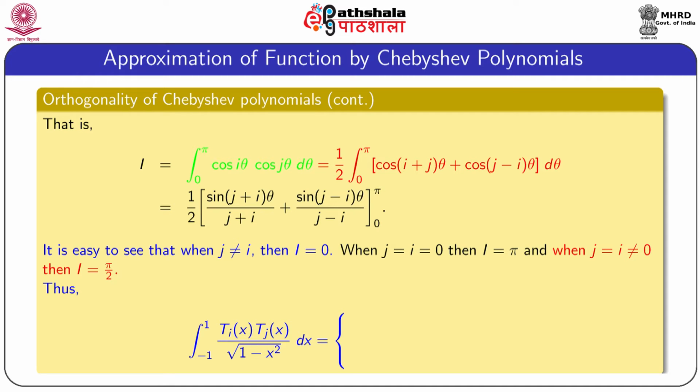Thus, the integral from −1 to 1 of Ti(x)Tj(x) divided by √(1 − x²) dx equals 0 if i and j are different, equals π if j equals i equals 0, and equals π/2 if j equals i but not equal to 0. So, these are the orthogonality properties of the Chebyshev polynomials along with the two equal cases.